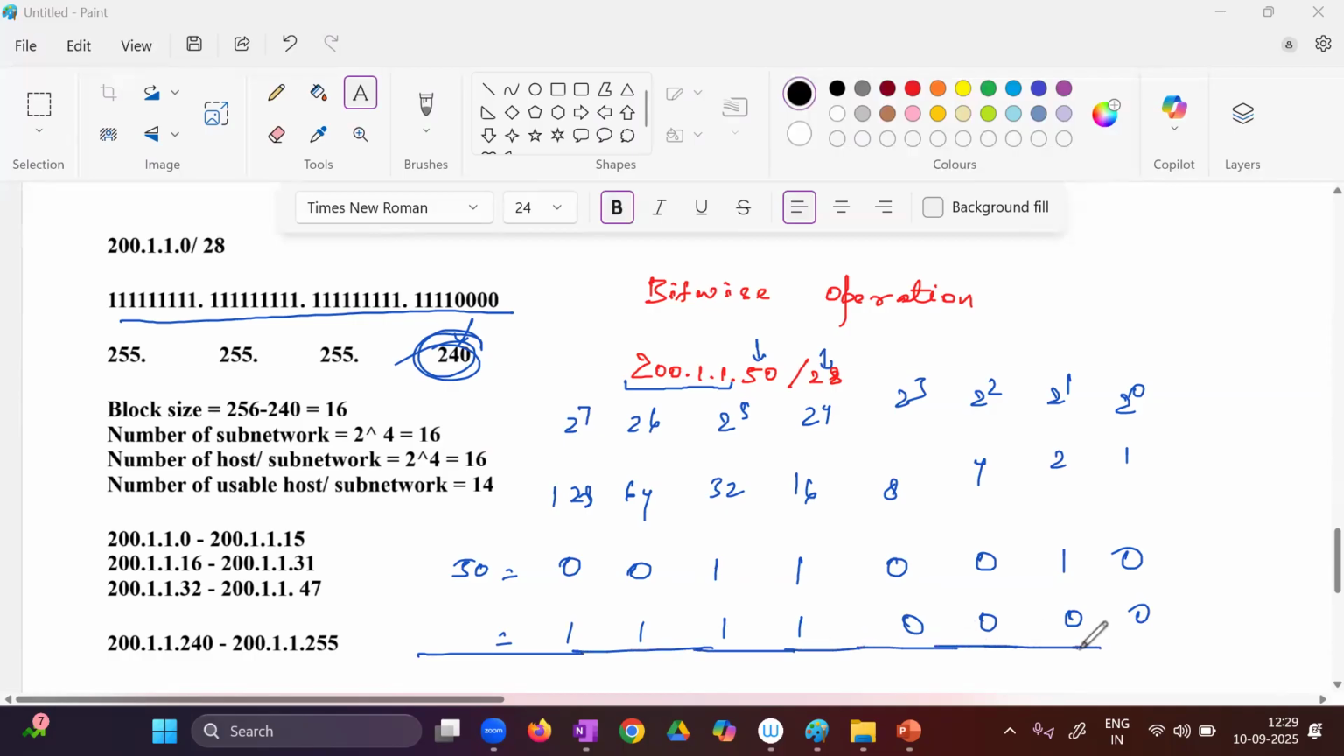The concept says, if you have both side 1, make it 1. What does the concept say? Both side 1, make it 1. One side 1, one side 0, 0. Both side 0, 0.